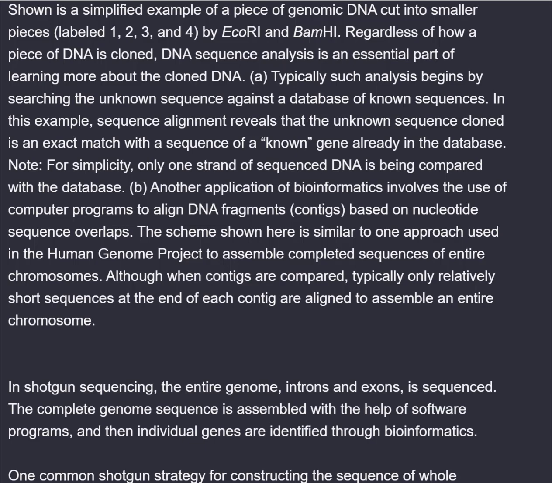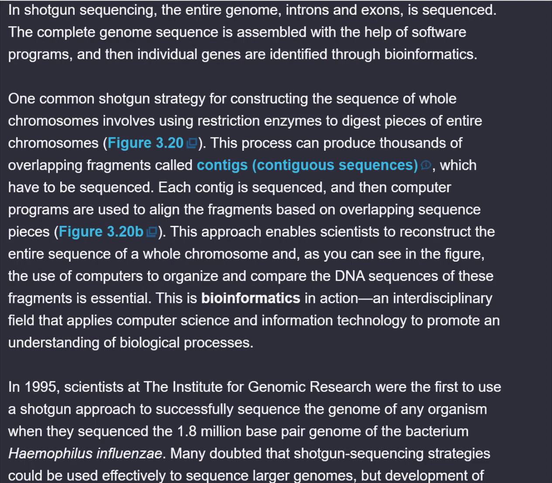Another application of bioinformatics involves the use of computer programs to align DNA fragments, contigs, based on nucleotide sequence overlaps. The scheme shown here is similar to one approach used in the Human Genome Project to assemble completed sequences of entire chromosomes. Although when contigs are compared, typically only relatively short sequences at the end of each contig are aligned to assemble an entire chromosome. In shotgun sequencing, the entire genome, introns and exons, is sequenced. The complete genome sequence is assembled with the help of software programs, and then individual genes are identified through bioinformatics.